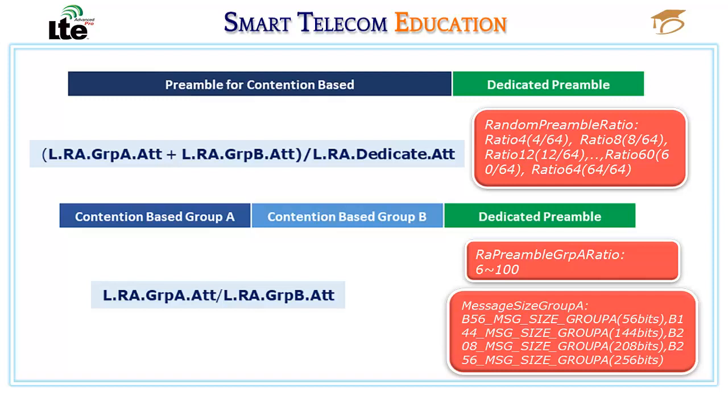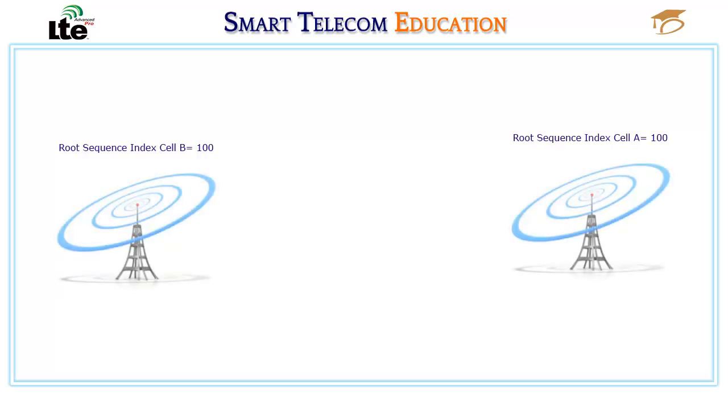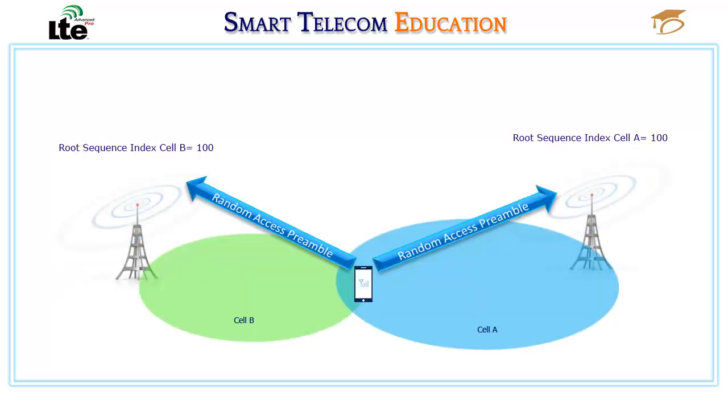In the next slides I will explain the preamble conflict issue and how to identify and detect a conflict between two cells. When two cells use the same PRACH root sequence index, the probability of false alarms or preamble collisions increases. When the UE sends a preamble to cell A, the cell B also detects the preamble sent by the UE. In this case the preamble is a false alarm for cell B.